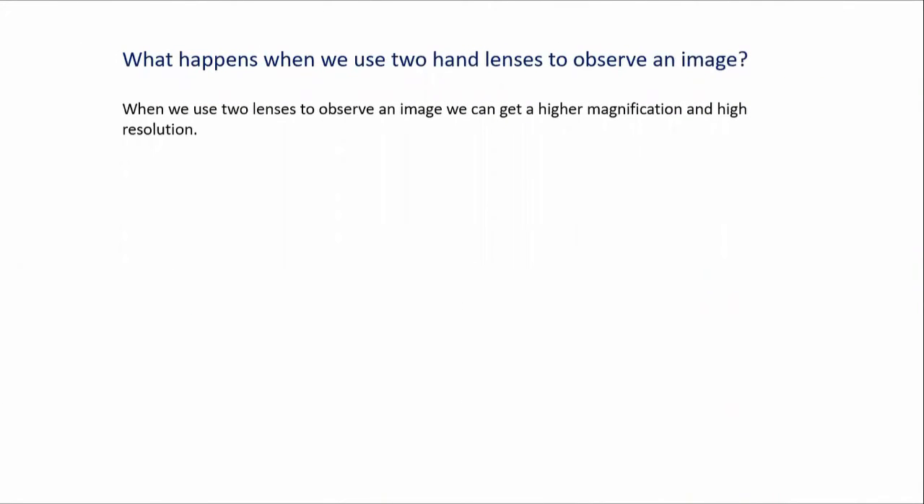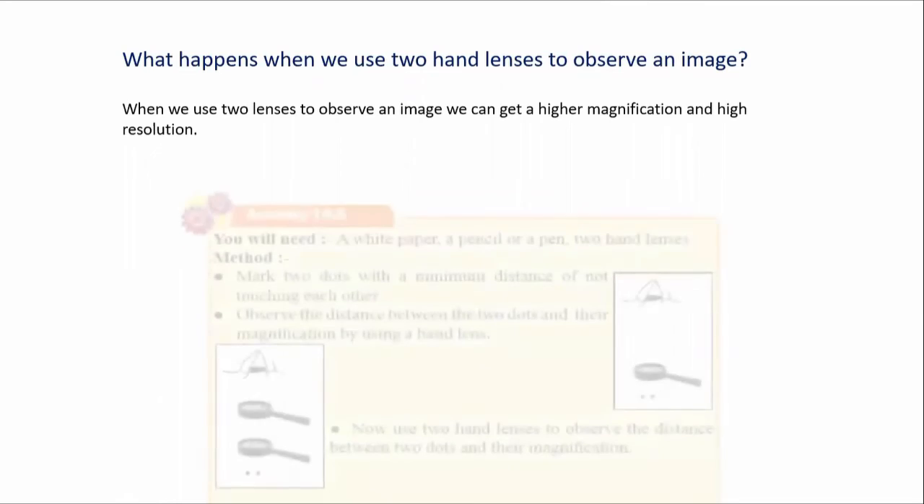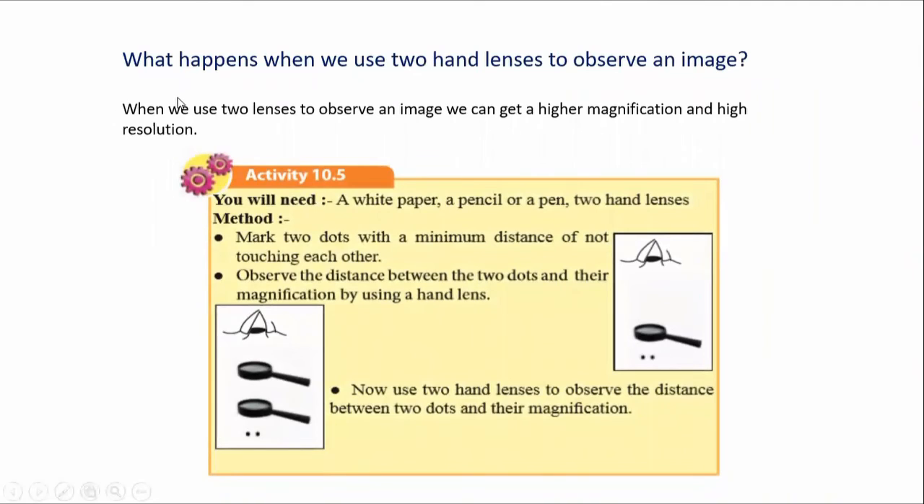Have you ever wondered what happens when we use two hand lenses to observe an image? When we use two lenses to observe an image, we can get a higher magnification and high resolution. To prove this, let's look into activity 10.5. You will need a white paper, a pencil or a pen, and two hand lenses. Method: mark two dots with a minimum distance, not touching each other. Observe the distance between the two dots and their magnification by using a hand lens. Now use two hand lenses to observe the distance between the two dots and their magnification.